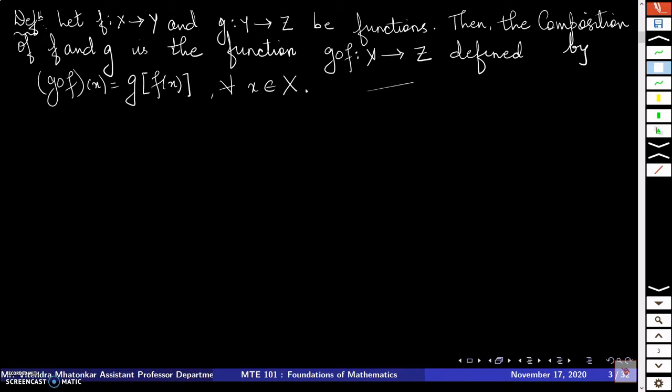So formally defining, let f from X to Y and g from Y to Z be two functions, then the composition of f and g is the function g composite f from the set X to the set Z defined by g composite f of x is equal to g of f of x for each x in X. So this map is defined for every point in the set X. Now this g composite f is sometimes also referred to as g o f. You can also call it g o f.